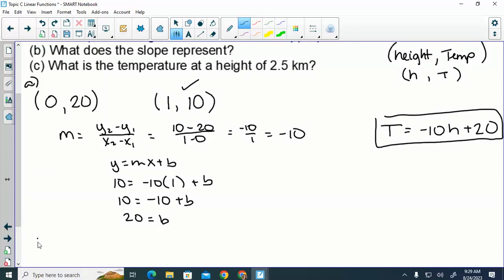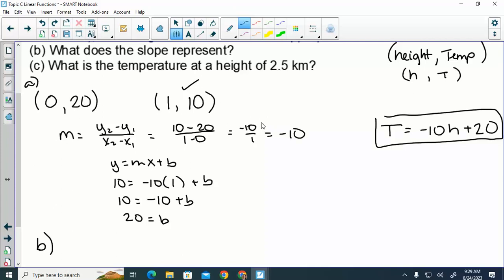Part B. What does the slope represent? I am looking for a sentence here. So you did that way back in the day with Mrs. Keller. You were interpreting rates of change. When we found our slope, we did y over x.